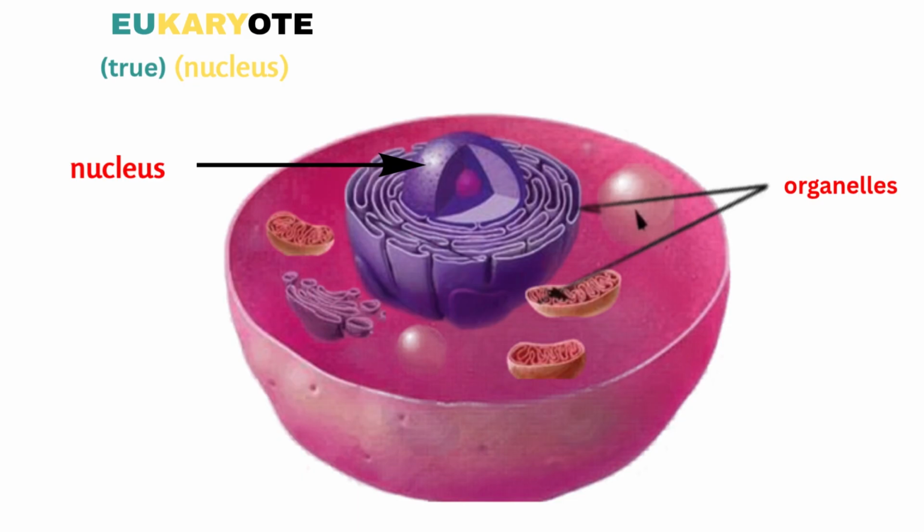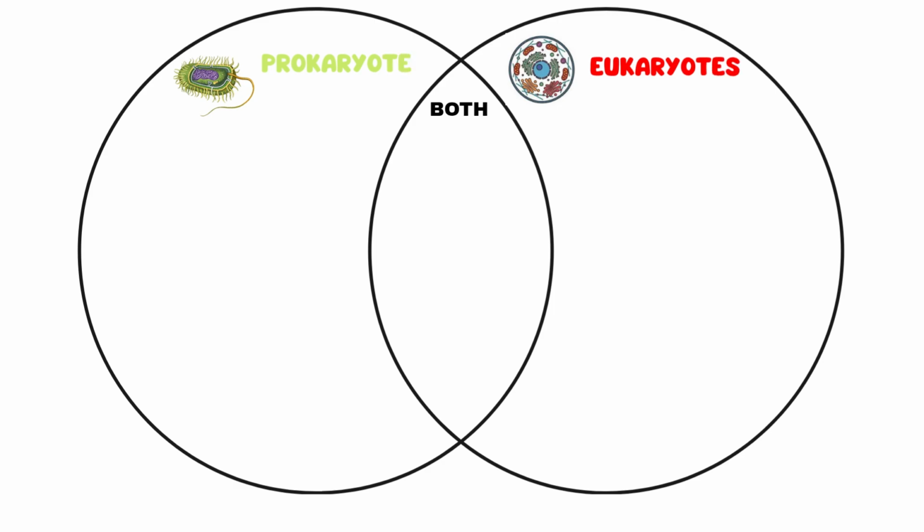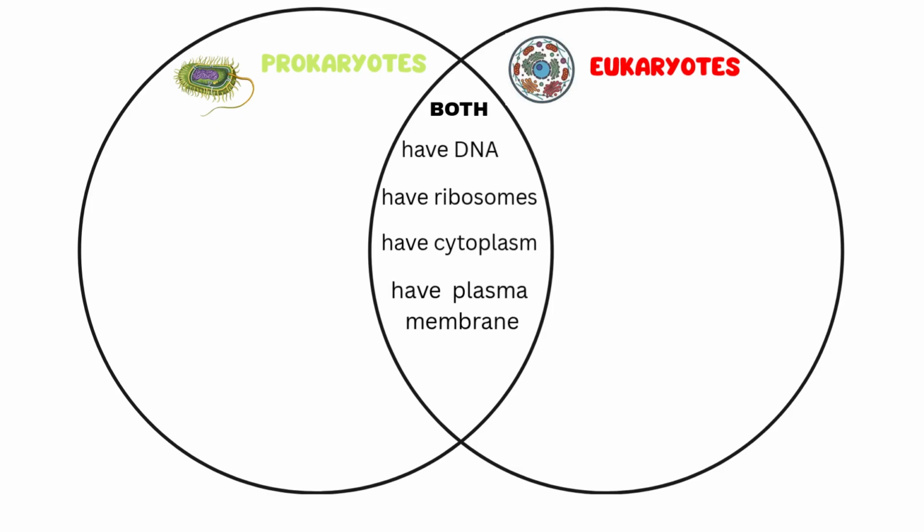Let's take a look at a Venn diagram to compare prokaryotes to eukaryotes, and to also see what areas they have in common. Let's start with their commonalities. Both prokaryotes and eukaryotes have DNA as their genetic material, have ribosomes, have cytoplasm, and have a plasma membrane. Now look at some of the ways they differ.